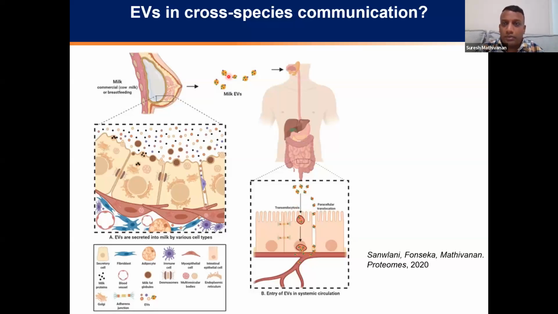So this was also proposed by us in a review about milk EVs, but however, there is no experimental evidence to show that the EVs can go via transendocytosis or via paracellular translocation in vivo, right? So at the moment, it's all speculation in a way.